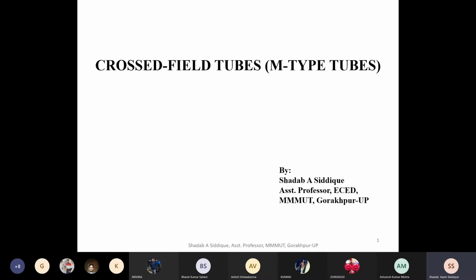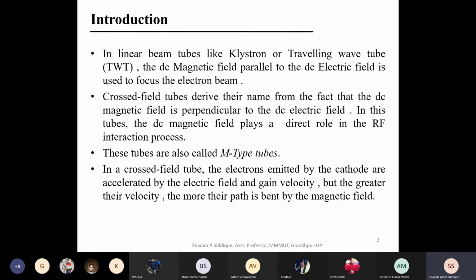So in the last two or three lectures, we went through a few topics like the klystron amplifier and reflex klystron. Now we are going to study the magnetron. And we will also see the traveling wave tube in the next class.